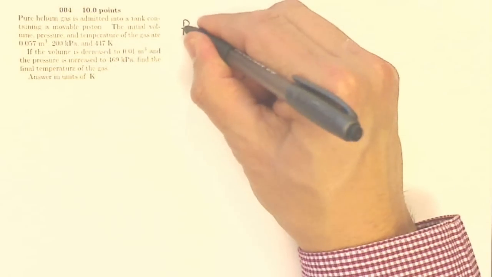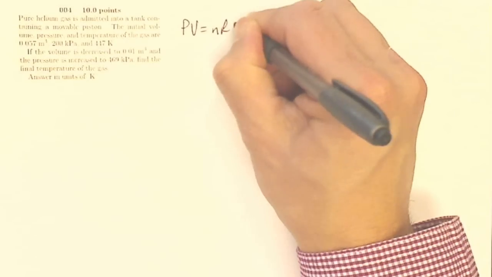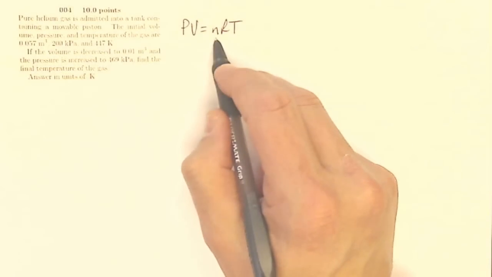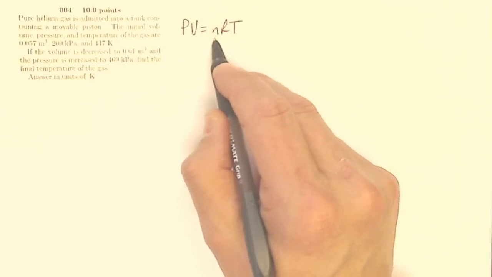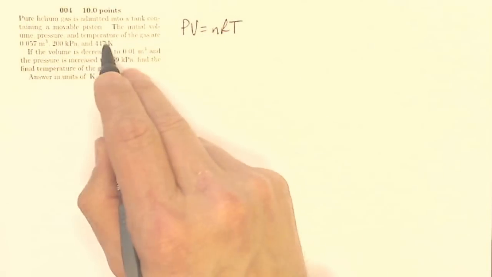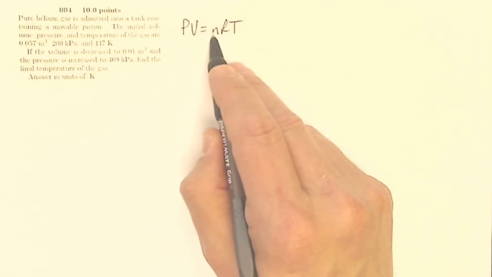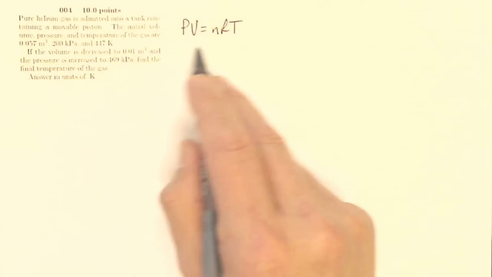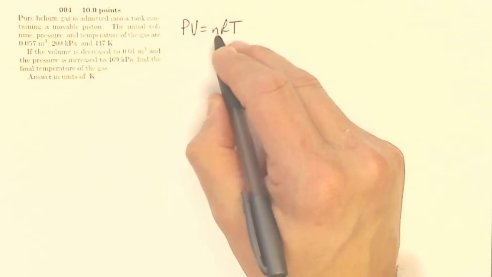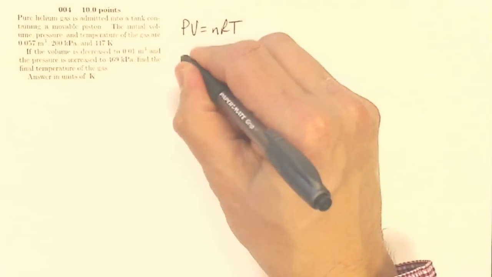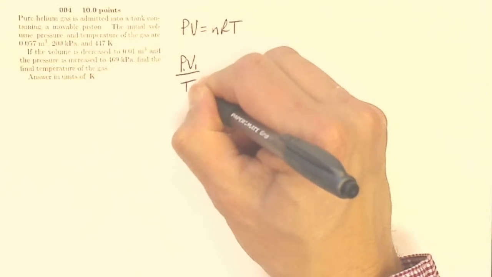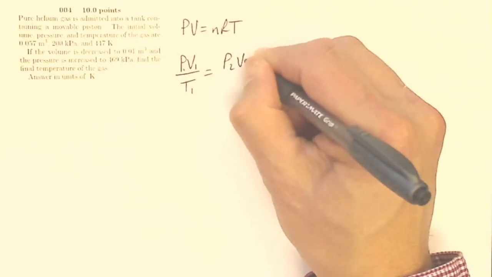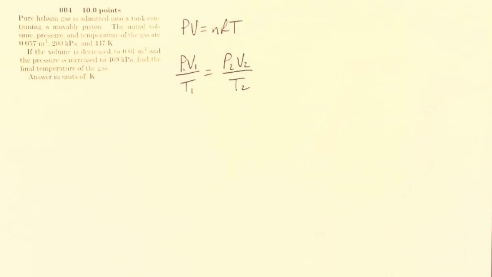Well, I could go at this with PV equals nRT and solve for my initial n. So you could solve for n using these three and R, and then use that same n and plug in PV and get to temperature again. But that's the tough way of doing it, because I know that if n is the same and R is the same, then PV over T is going to be a constant. So P1 V1 over T1 is going to equal P2 V2 over T2.